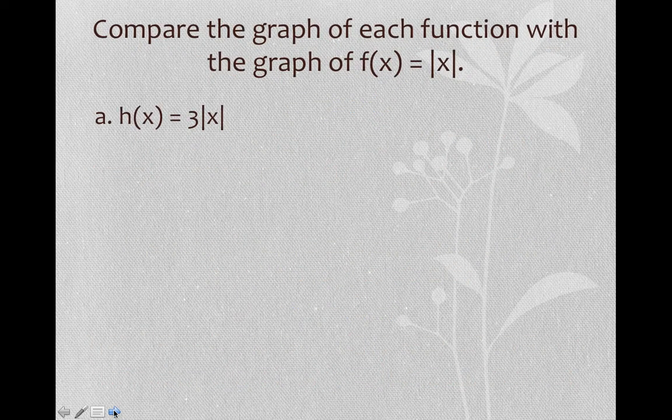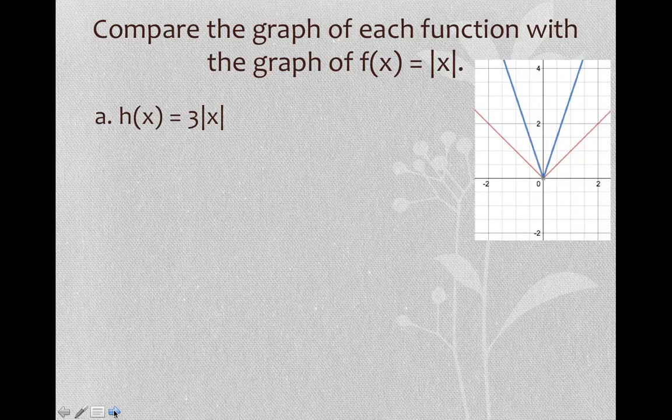So let's look at some examples here. Compare the graph of each function with the graph of f of x equals the absolute value of x. H of x equals 3 times the absolute value of x. Here we have the parent function, which is the red graph. This is the absolute value of x. When we change the y coordinates by a factor of 3, then what happens is this graph stretches upward. You take the ends of this graph and stretch them up so that the graph becomes more narrow.